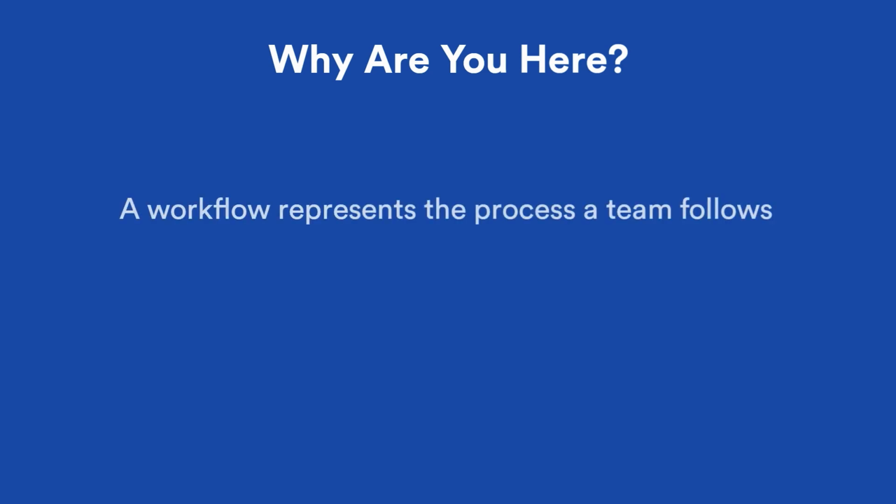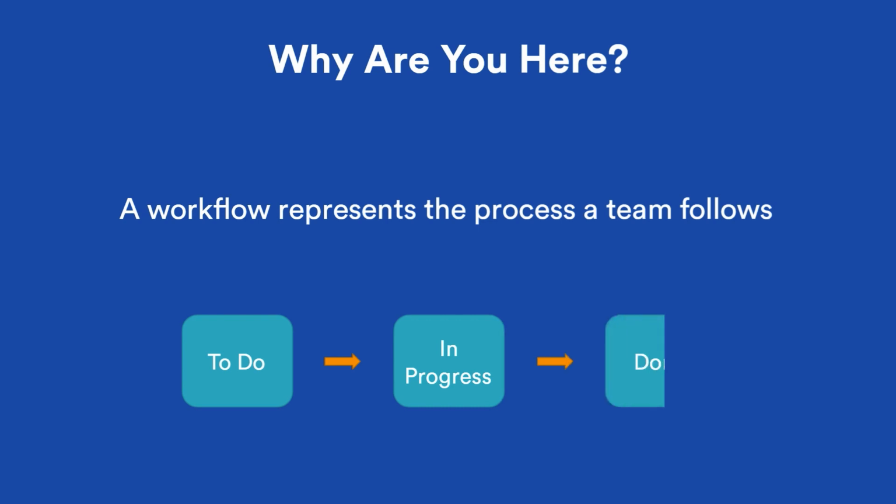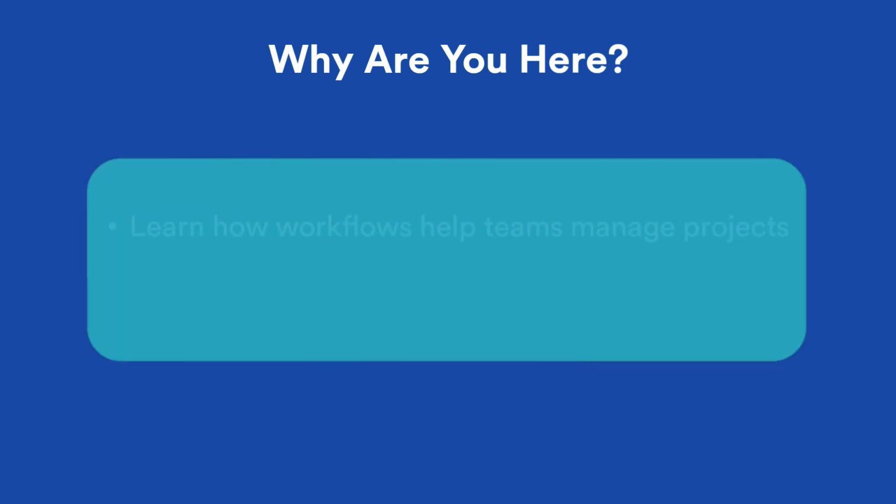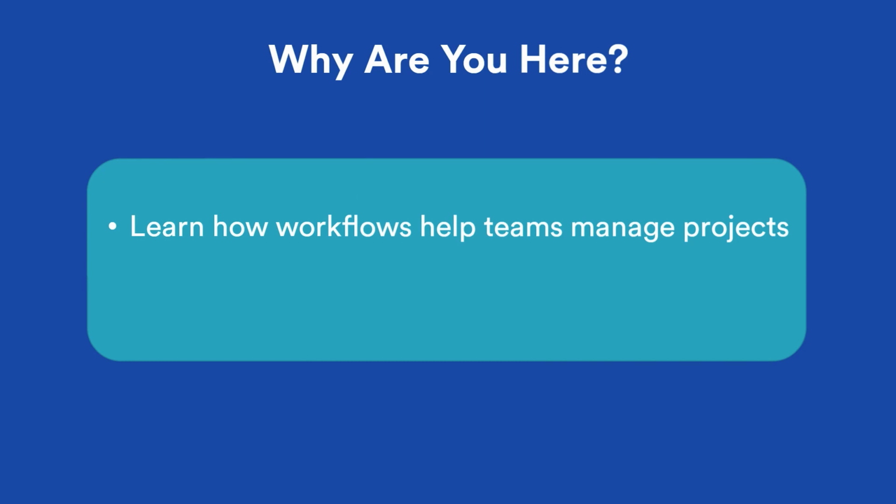A workflow represents the work process a team follows. A simple workflow might suggest three basic statuses of an issue: to do, in progress, and done. Using these statuses, teams track the issues they're working on. In this tutorial, we'll learn how Jira software uses workflows to help teams manage a range of dynamic projects. We'll look at a few examples, and we'll build out a workflow of our own.